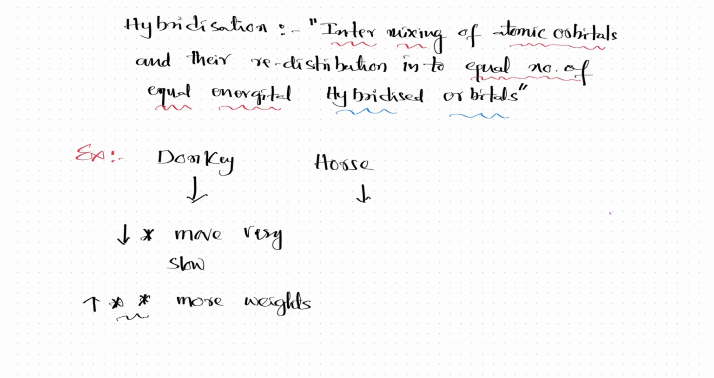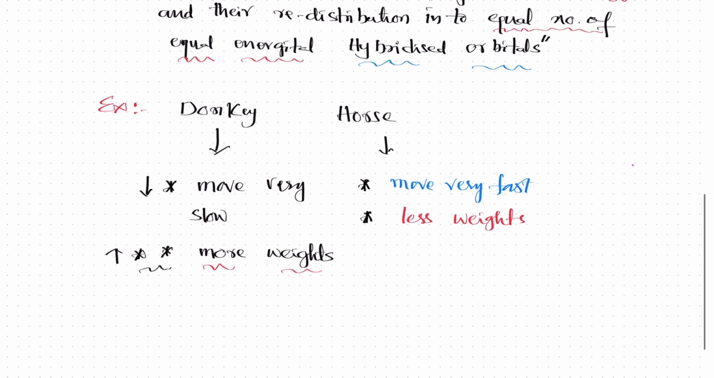What about the horse? You can see, for the horse also we have two important properties. One is it can move very fast. We know the horse can move very fast. And the second character is very important. That is, it can bear less weights, isn't it? On the horse we can ride one or two members, not more than this. But we can keep more weights on the donkey. Clear?